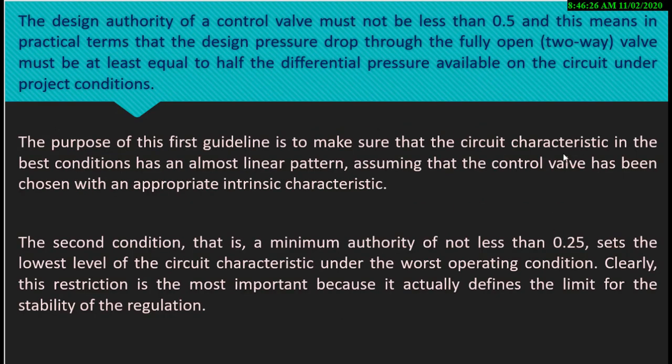The design authority of a control valve must not be less than 0.5, and this means, in practical terms, that the design pressure drop through the fully open two-way valve must be at least equal to half the differential pressure available on the circuit under project conditions. The purpose of this first guideline is to make sure that the circuit characteristic in the best conditions has an almost linear pattern, assuming that the control valve has been chosen with an appropriate intrinsic characteristic.